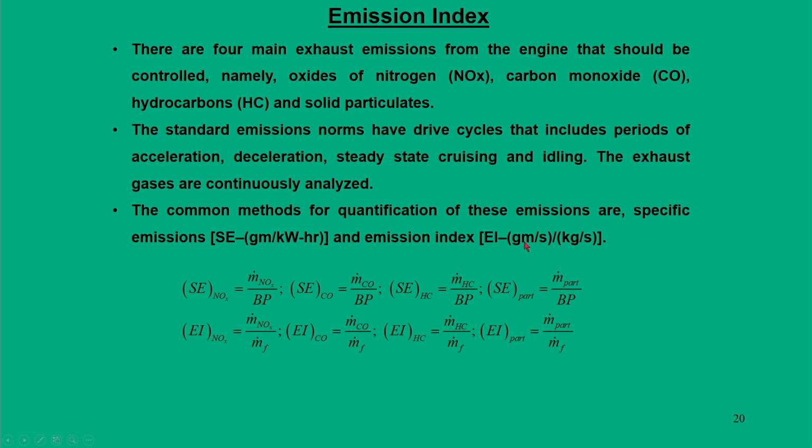The other way is in terms of fuel consumption, that is, instead of brake power in the denominator, you represent it in terms of the fuel mass flow rate, m dot f. These expressions are listed here, and from the engine data one can calculate all these numbers and the emission index. Both can be represented either in the form of specific emissions or in the form of emission index.